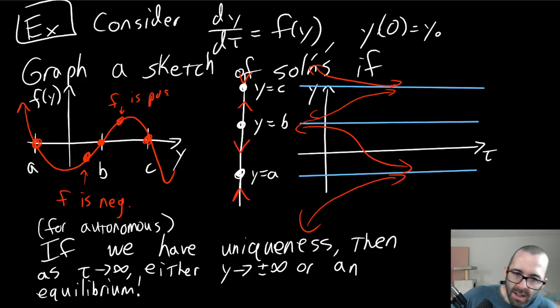Another way of saying that is each solution is going to be monotonic. It will always be increasing or always be decreasing if we have that uniqueness. Or there might be a possibility for 0, but it won't increase and decrease.